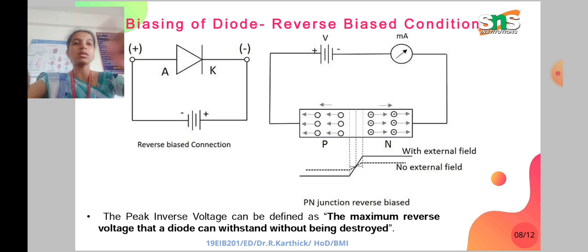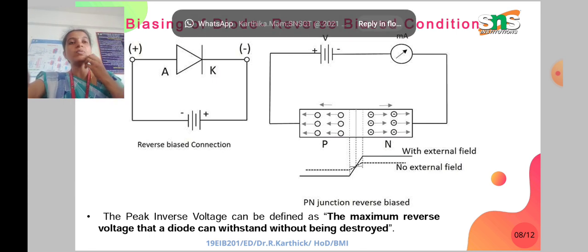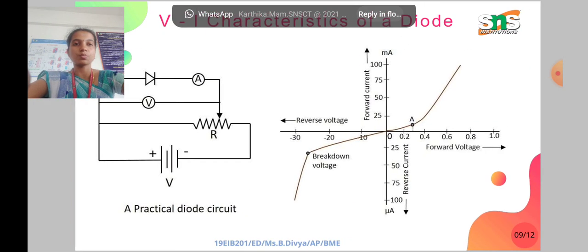Reverse voltage is where we give negative to positive. For forward bias we go from positive to negative, and in the reverse bias condition we go from negative to positive. So this is called inverse voltage. The maximum reverse voltage that a diode can withstand without being destroyed is called the peak inverse voltage.